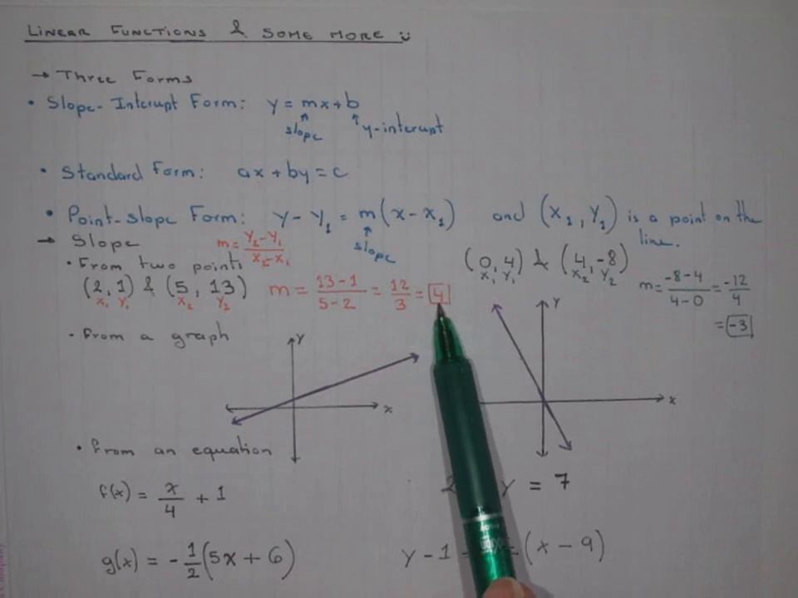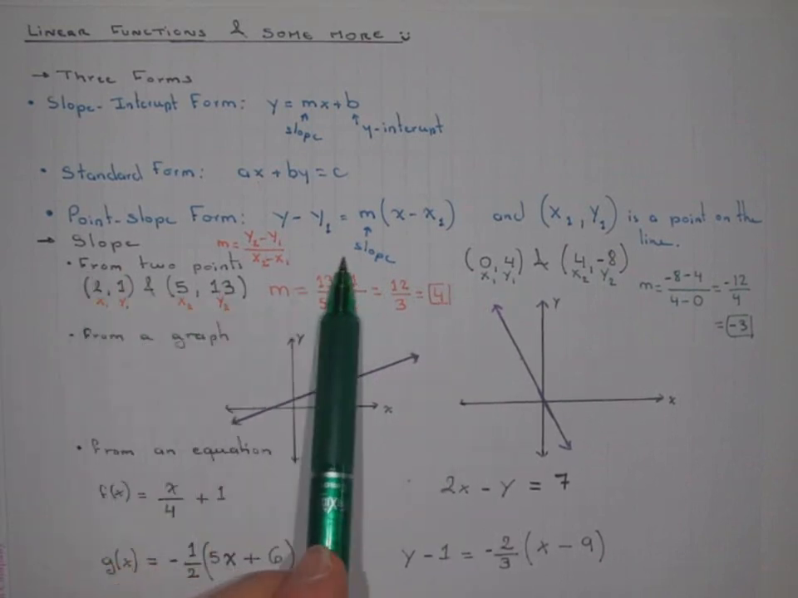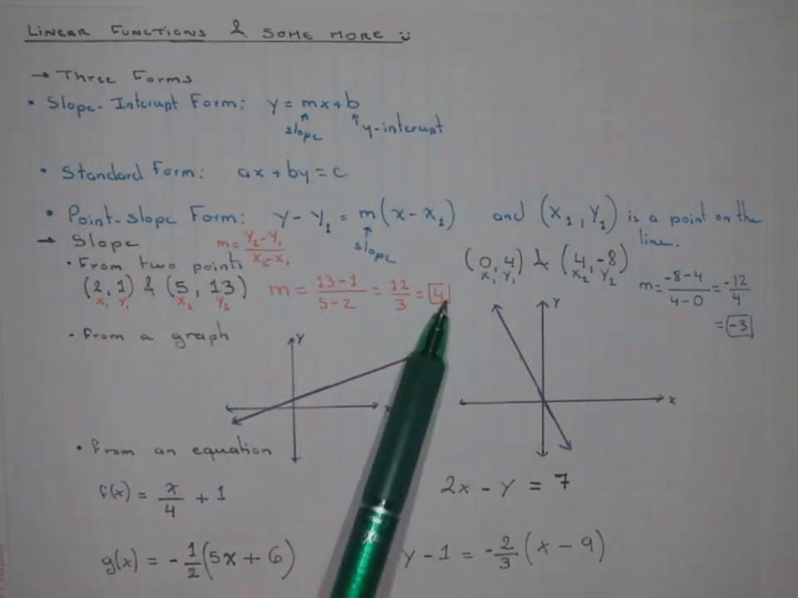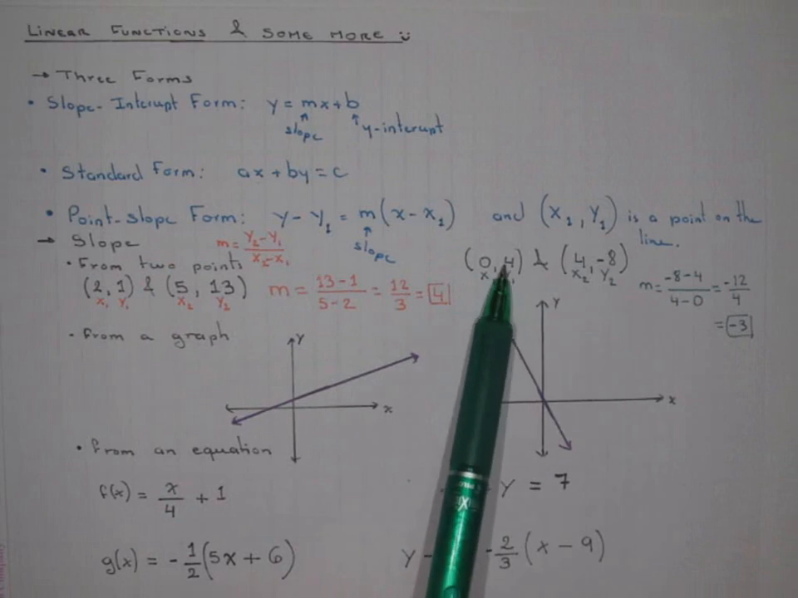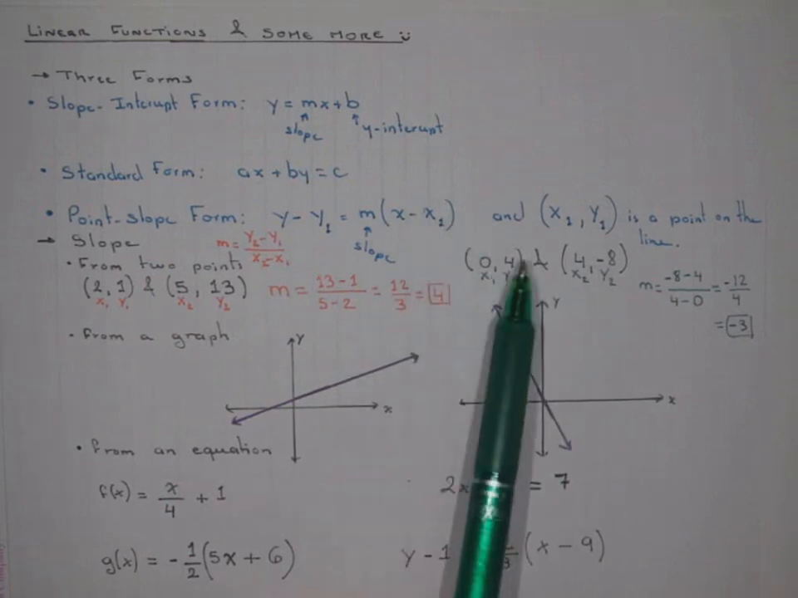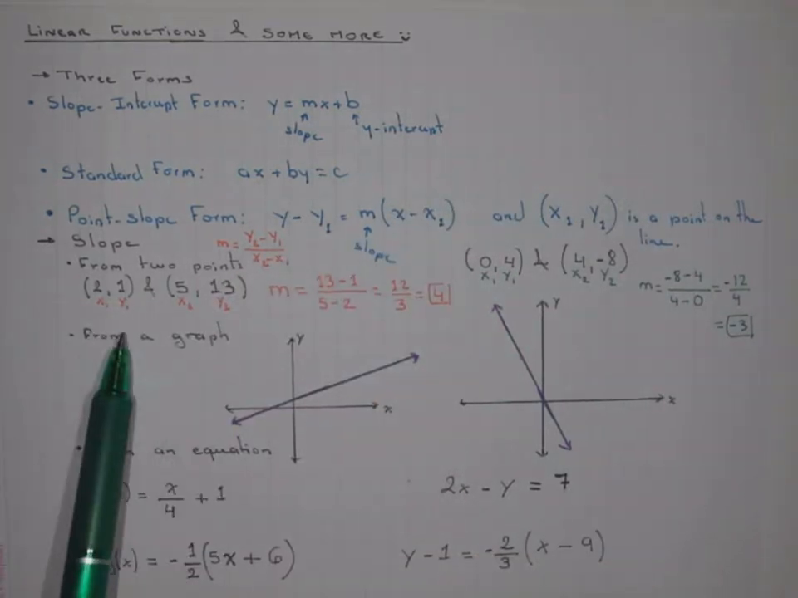This slope is positive, therefore if I'm looking at this line from left to right, that line will be going up by 4 over 1. This one, if I grab those 2 points and draw a line between them, from left to right, that line will be going down because it is a negative slope. Okay? Now, how do we find the slope from a graph?